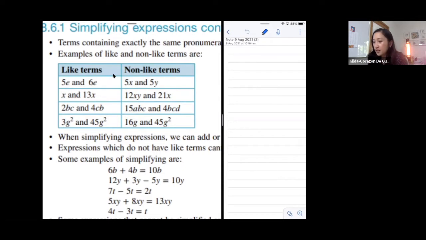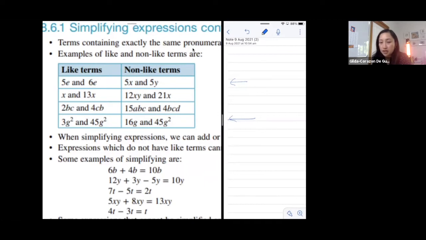So x and y in the first example there, they're different and therefore they are not like terms, okay? Even if they've got the same coefficient, even if the coefficient of both would be 5, it doesn't matter, they're not like terms. So when we look at like terms, we just look at the letters. But if we look at the last example there, we've got 16g and 45g squared.